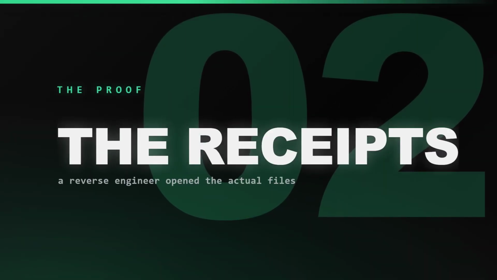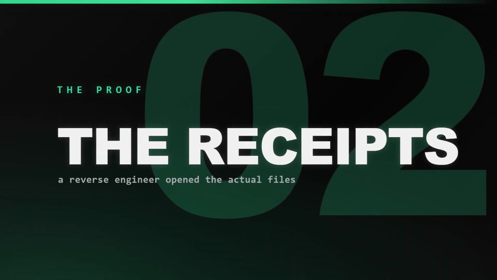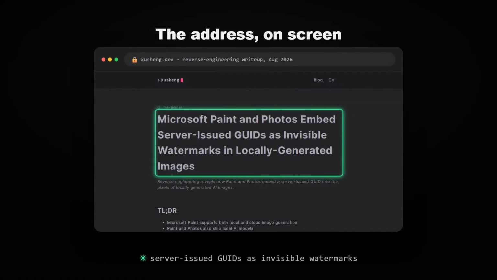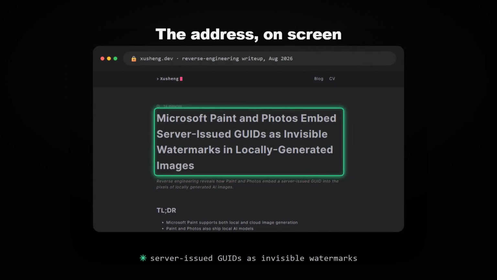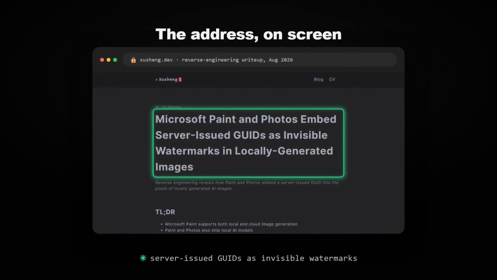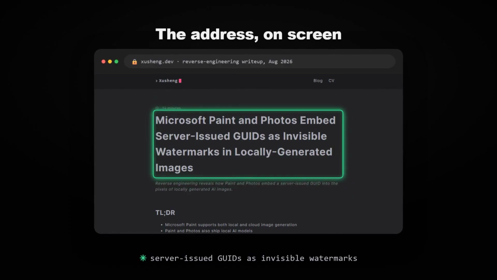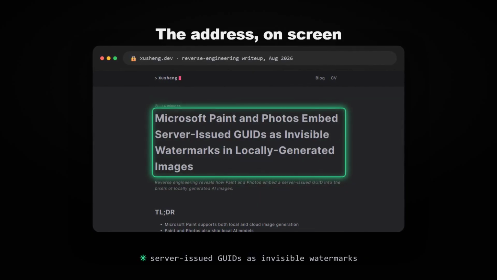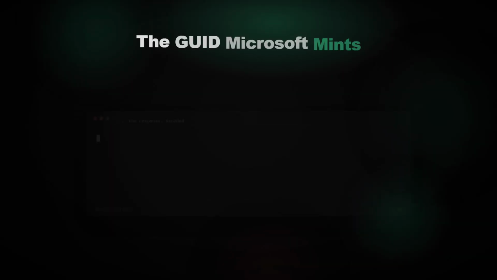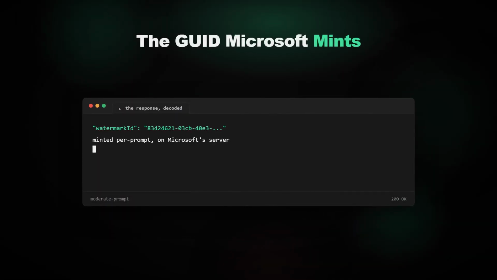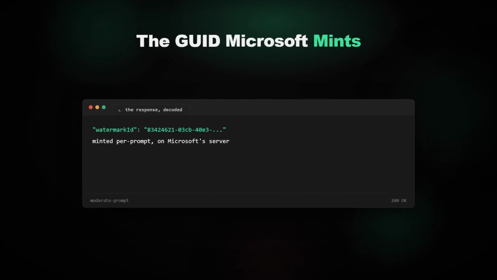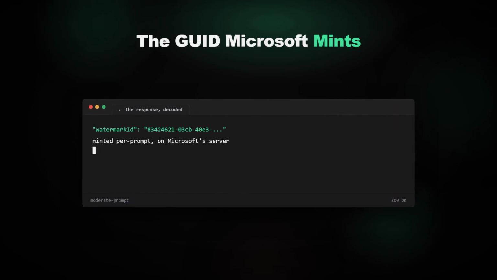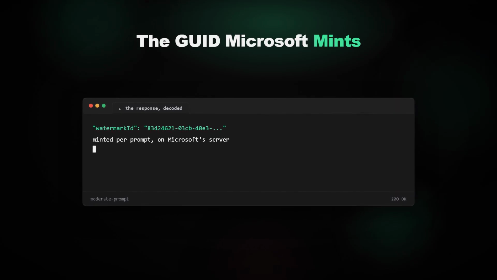Let's open the actual files. Not marketing copy, the code Microsoft shipped inside Paint itself. There it is, the real request, captured straight off the wire. Not a mock-up, not a guess. A post to Microsoft's own moderation endpoint, fired before the NPU renders a single pixel. This is the actual receipt behind the offline claim. The response is JSON, a revised prompt, a moderation flag, and watermarked, a brand new GUID minted by Microsoft for that exact prompt on that exact request.